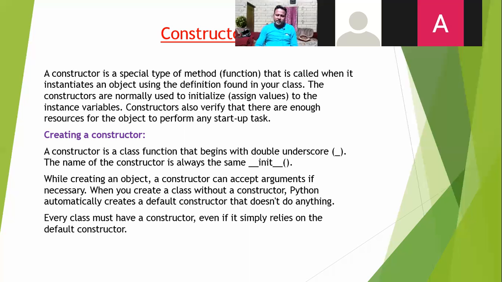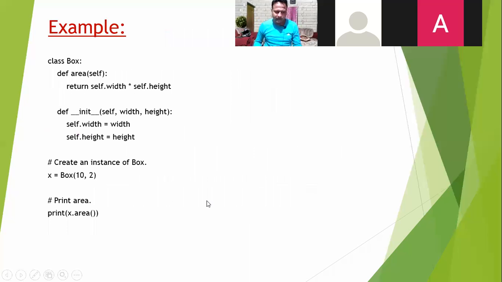Python automatically creates a default constructor which doesn't do anything. So if you are not defining any constructor, by default there is a default constructor present. In other programming languages also, if you do not mention any constructor, a default constructor is present automatically. Every class must have a constructor even if it simply relies on the default constructor. So now, how to define a constructor, let's go for it.